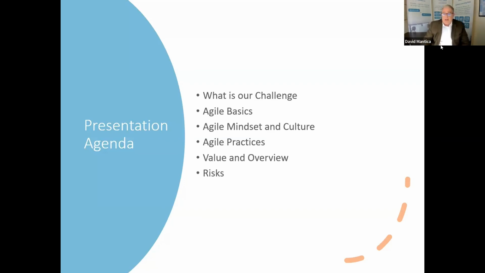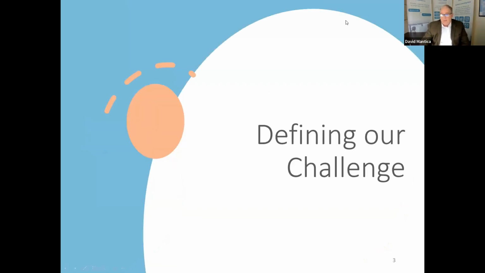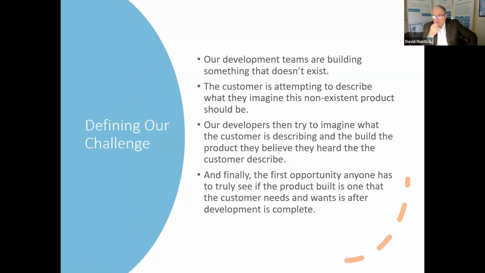So let's get into our challenge. What is our challenge? What's going on? Defining our challenge. The biggest issue that we face, and you can look at the slides here, is that we have to build something, whether it's software, a construction project, a renovation, or a new HR policy. We are basically building something that doesn't exist. Even if you're doing an add-on to something, what you're adding on doesn't exist.